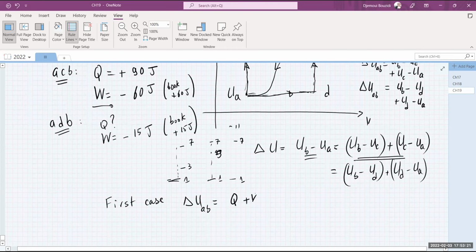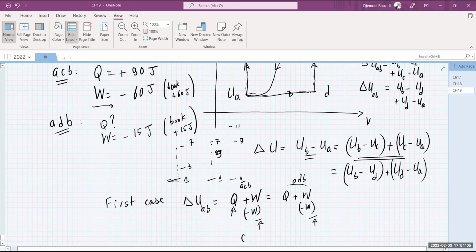According to us, it's plus W, or according to the book, it's minus W. So this is the process ACB. This is this formula, really. Or Q plus W for the process ADB, or according to the book, minus W, okay? We know what Q through ACB is. We know what W through ACB is. We know what W through ADB is. We don't know what Q is, and that is a question, actually.